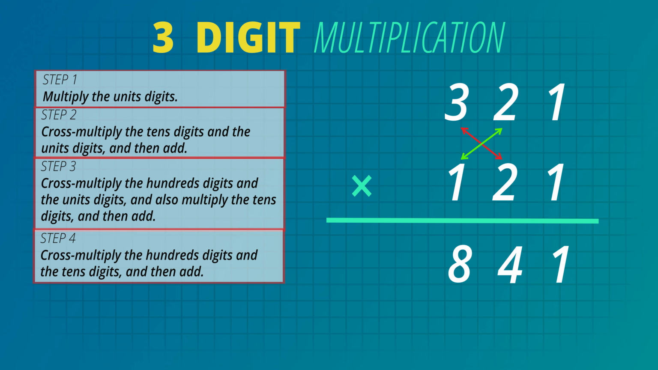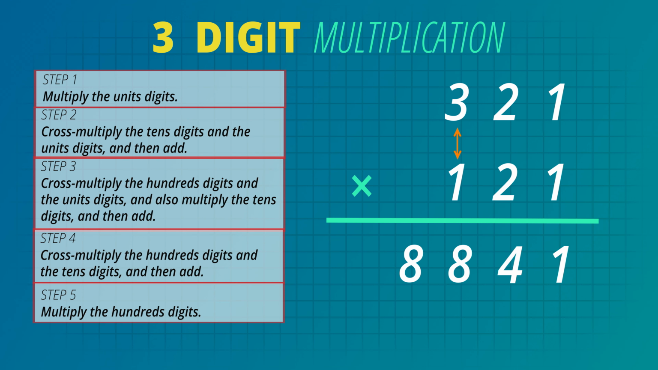In the fourth step, cross-multiply the digits in the hundreds and tens, and then add. 3 times 2 is 6. 1 times 2 is 2. Now add these. 6 plus 2 is 8. Write 8 in the answer.